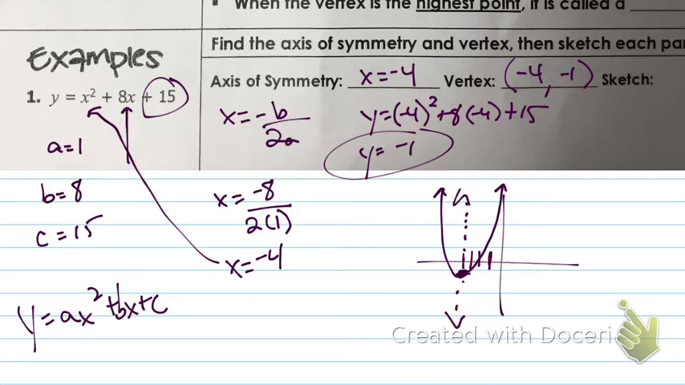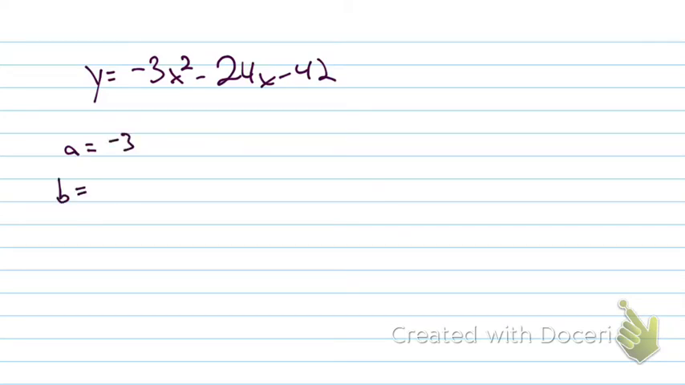The next one I want to look at with you is number 6 on the back. I'm going to go to my right hand so I can take a picture. It's negative 3x squared minus 24x minus 42. So a value would be what? Negative 3. B? Negative 24. C? Negative 42. Okay.